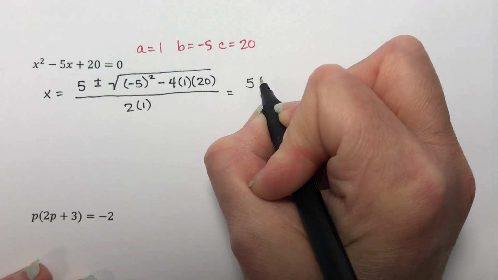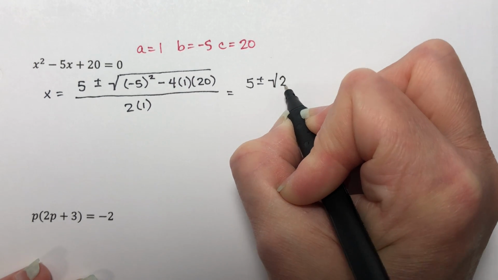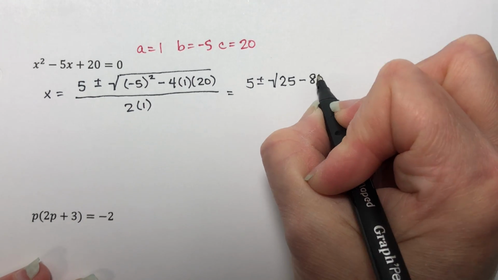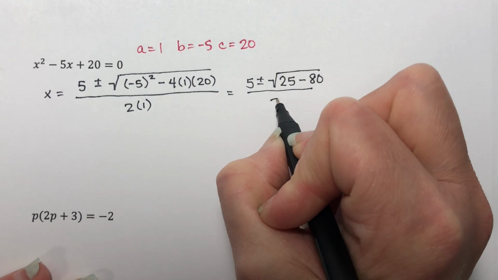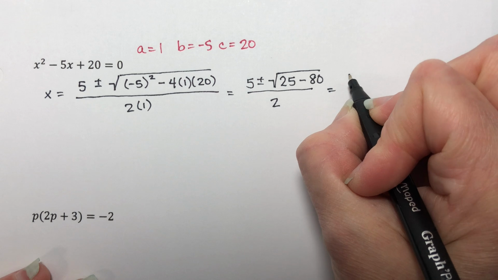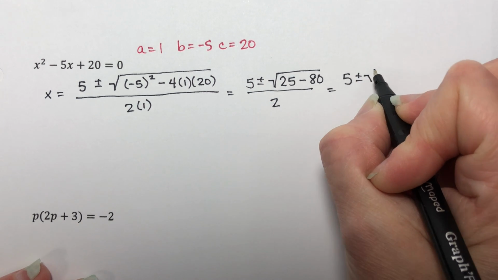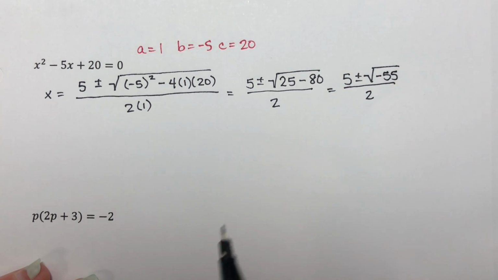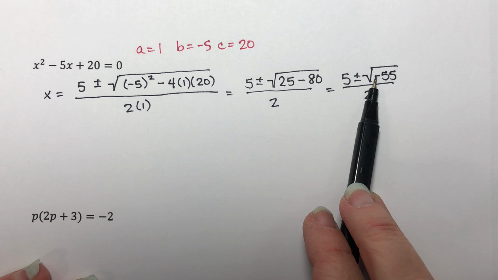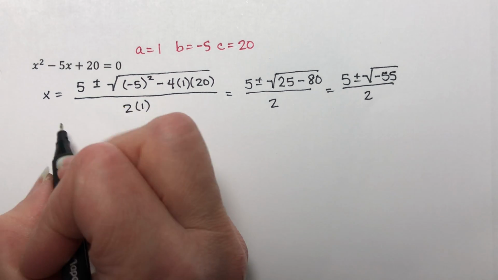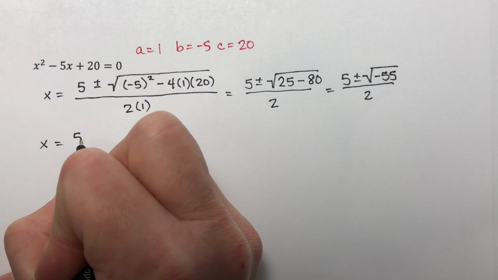Okay, so I have 5 plus or minus the square root of 25 minus 4 times 1 times 20 is 80. And this is over a 2. Okay, 25 minus 80. This is plus or minus the square root of negative 55 over 2. Now our discriminant is a negative number, so that tells me I should have 2 complex solutions. We're going to have an i in there. We need to simplify the square root of negative 55, and since it's negative, we can definitely pull out an i.